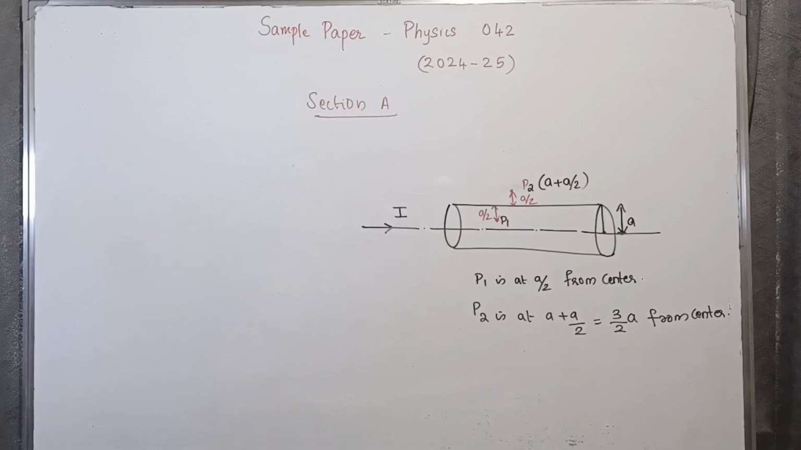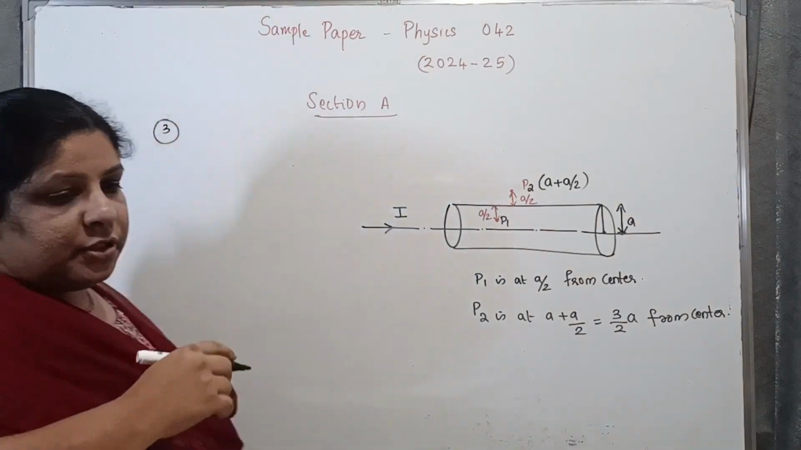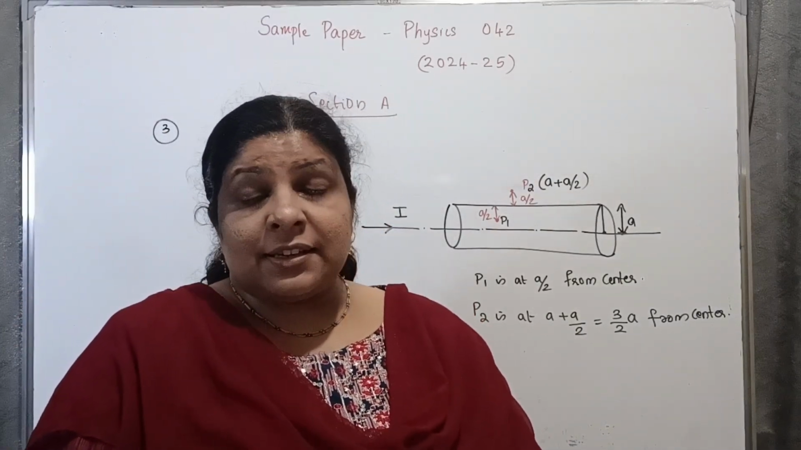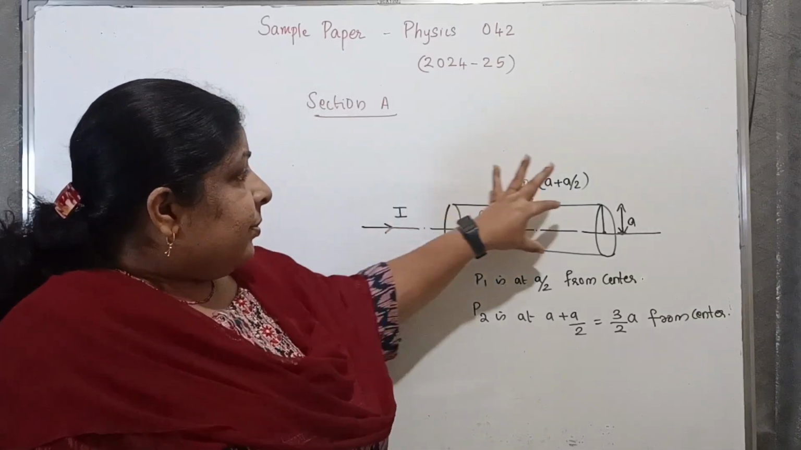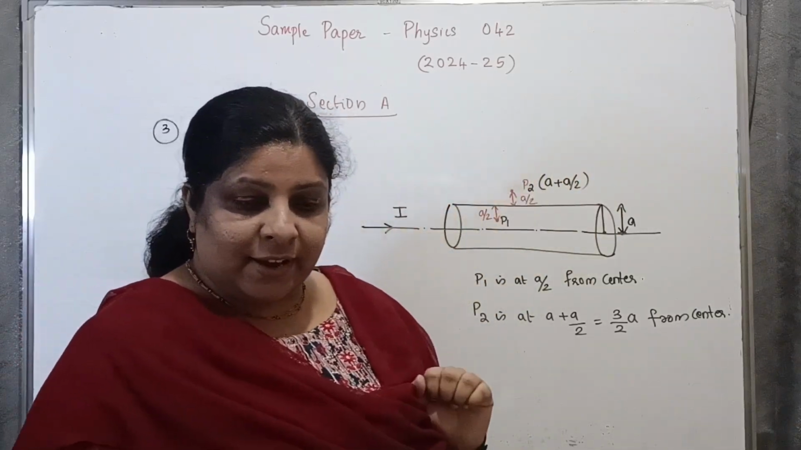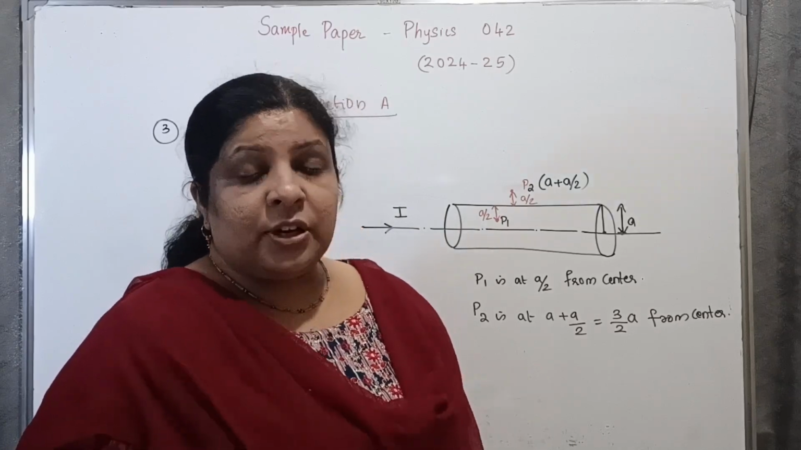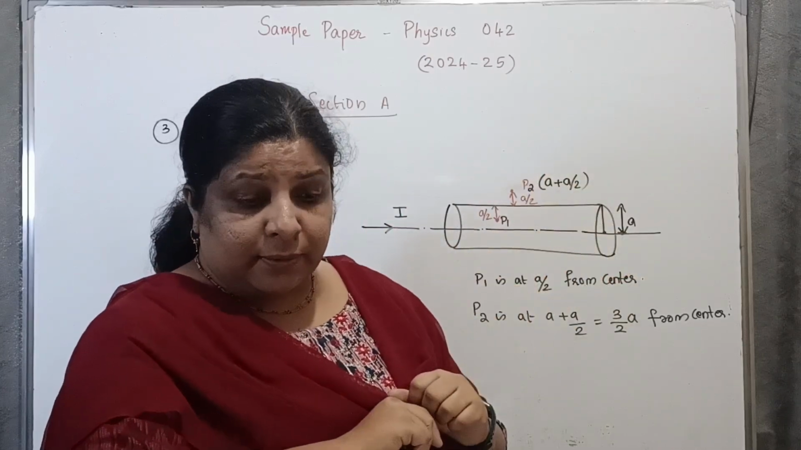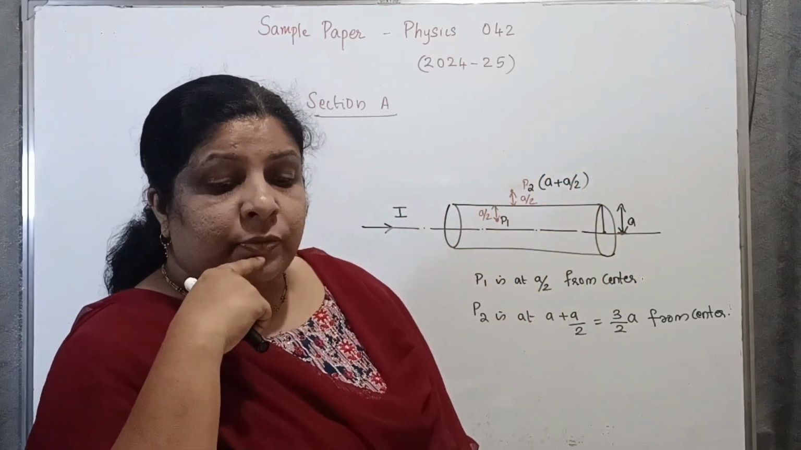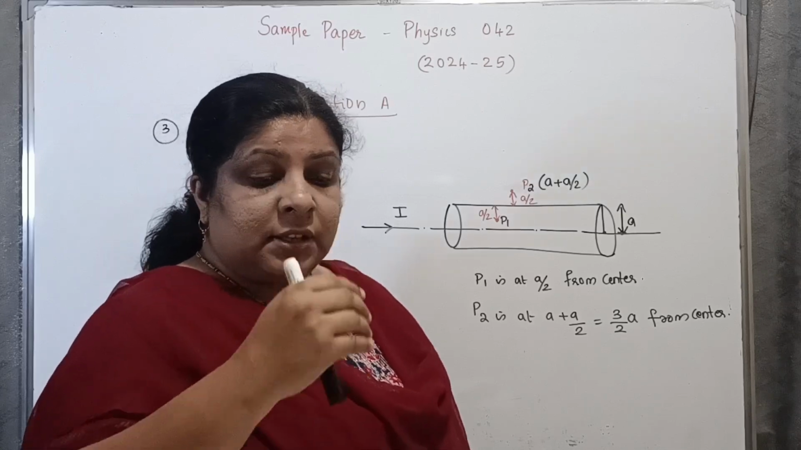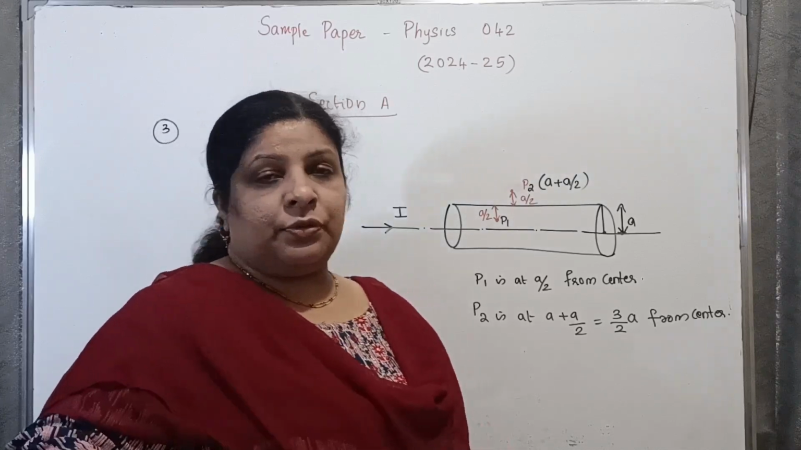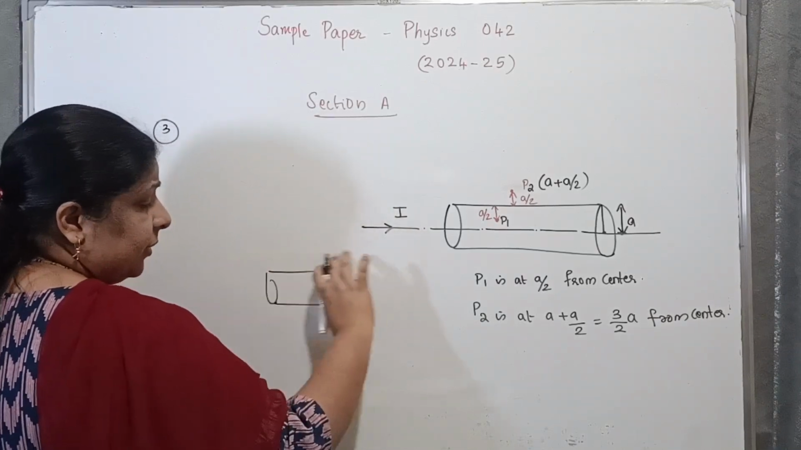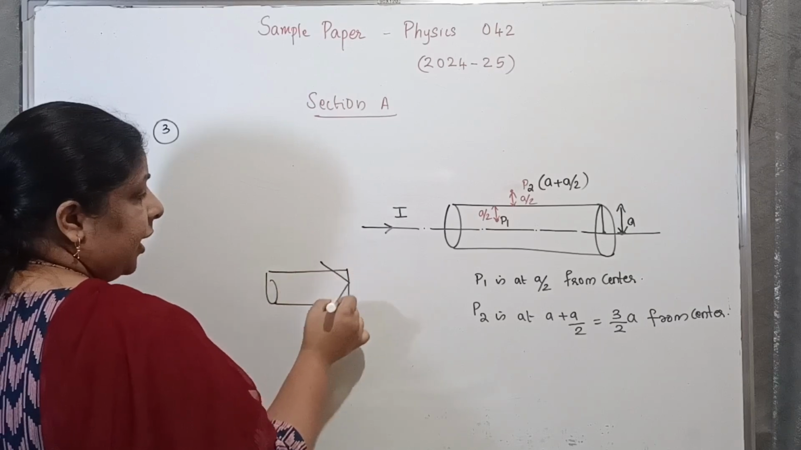So coming to the third question. Third MCQ. A long straight wire of circular cross section of radius A carries a steady current I. So this cylindrical wire is carrying a steady current I. The current is uniformly distributed across its cross section. Find the ratio of the magnitude of magnetic field at a point A by 2 above the surface of the wire and at a point A by 2 below the surface of the wire. So if this is the wire, current I is flowing through it.